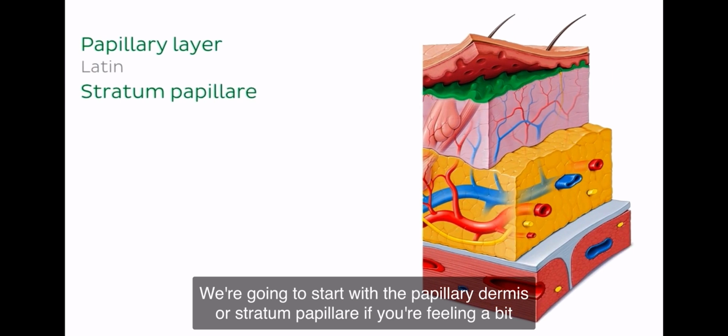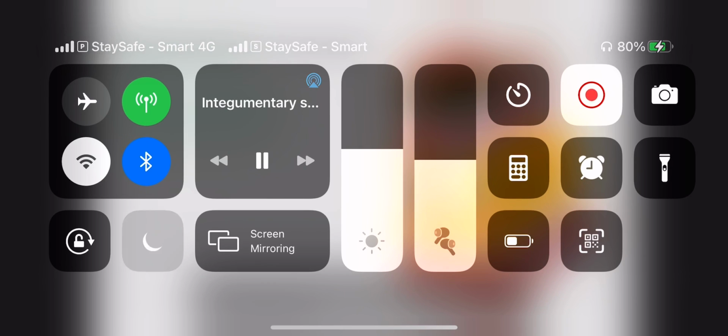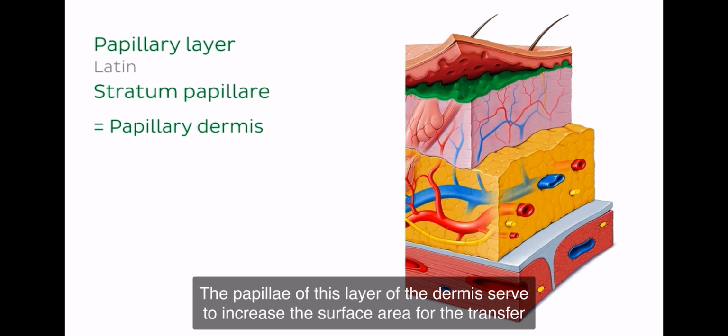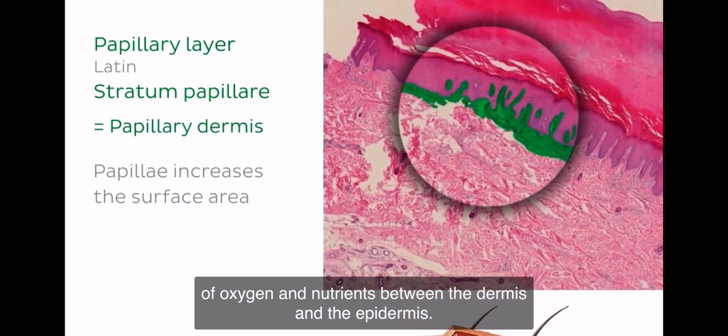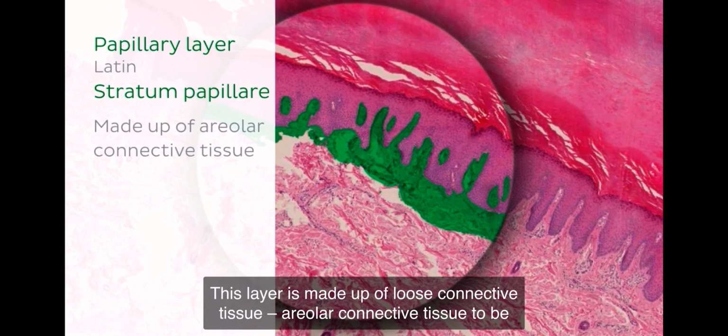We're going to start with the papillary dermis, or stratum papillare if you're feeling a bit more fancy, which is the most superficial sublayer of the dermis. The papillae of this layer of the dermis serve to increase the surface area for the transfer of oxygen and nutrients between the dermis and the epidermis. This layer is made up of loose connective tissue, areolar connective tissue to be more exact.